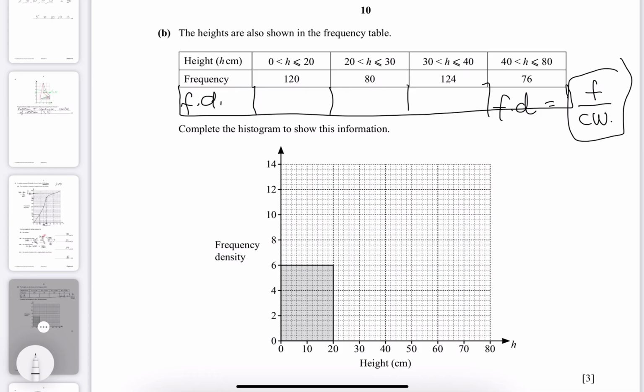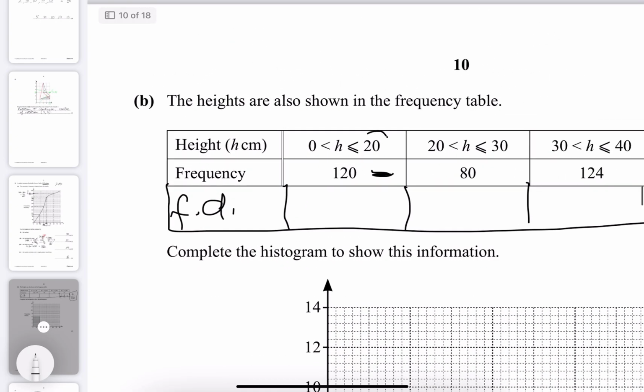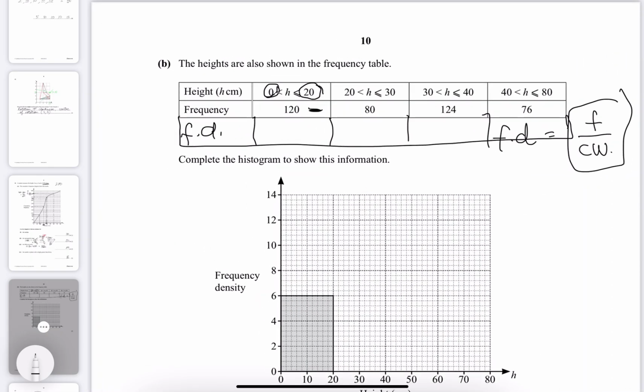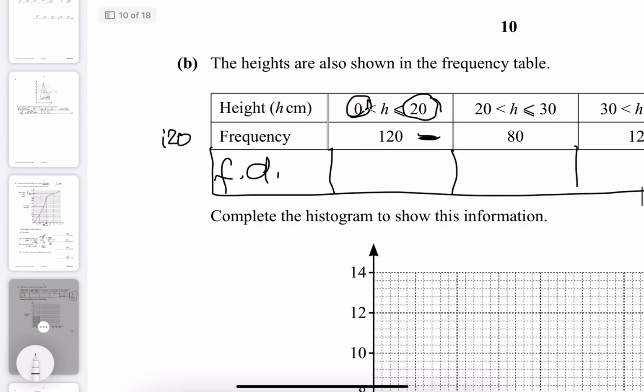And then use this formula. It's also in my formula booklet. Frequency density is frequency 120 divided by class width. Class width is basically the upper value of the class minus the lower value. So 20 minus 0, in this case 20. So the frequency density of this right here would be 120 over 20.